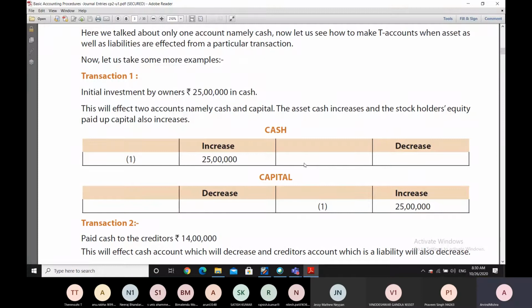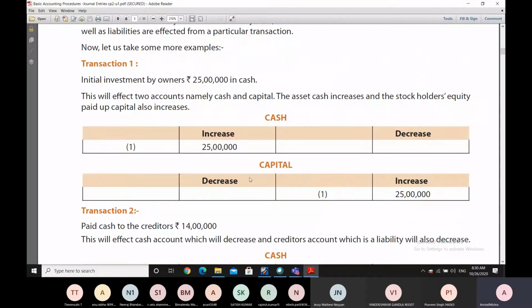On the other hand, while maintaining the capital account, we put the decrease on the left hand side and we put the increase on the right hand side. Similarly for liabilities also. If it was a liability, the decrease would be written on the left hand side and the increase of the liability would be written on the right hand side. By doing that, the accounting equation remains balanced.